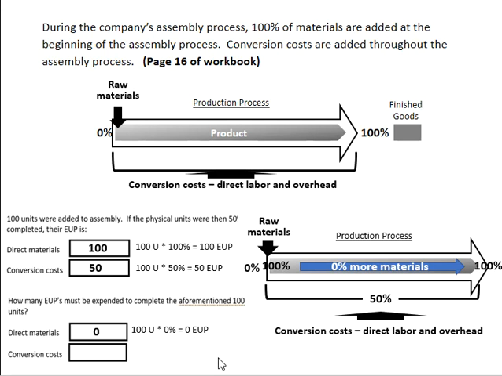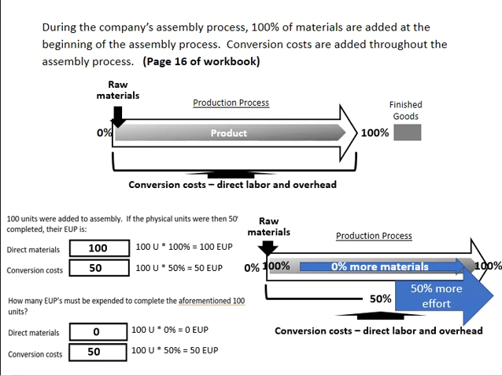On the other hand, conversion costs are a bit of a different story. They're 50% complete at this point in time. Therefore, we're going to have 50% more effort to get to 100%. So we can take our 100 units times the additional 50%, and that gives us 50 EUP, and the answer would be 50 EUP. So we can see now that the different production components can be added in different proportions or different processes during the production process.